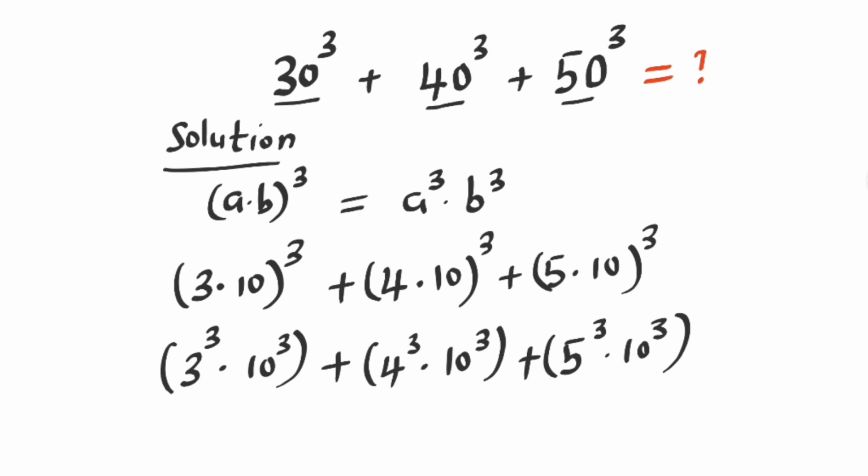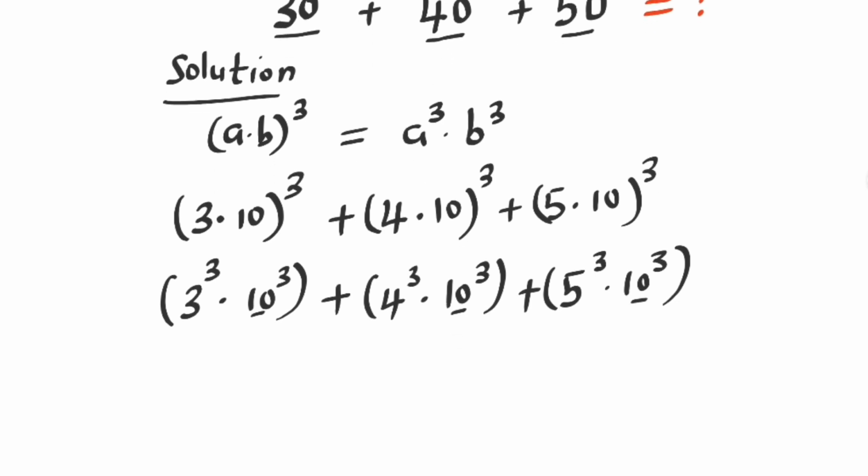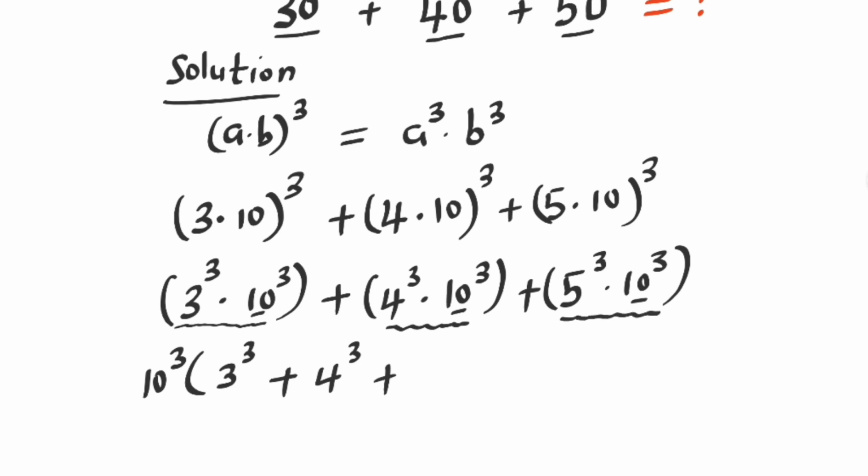Then here you can see that 10 raised to power 3 is common here. Let's bring it out. This is 10 raised to the power of 3 bracket. If you divide the whole of this by 10 raised to power 3, we have 3 raised to power 3, plus, if you divide the whole of this by 10 raised to power 3, we have 4 raised to power 3, plus, if you divide the whole of this by 10 raised to power 3, this is 5 raised to power 3.